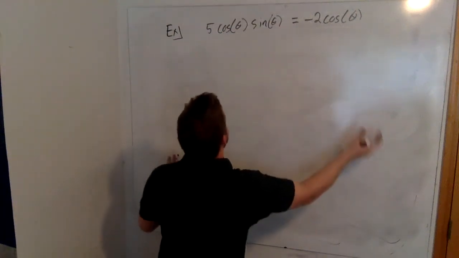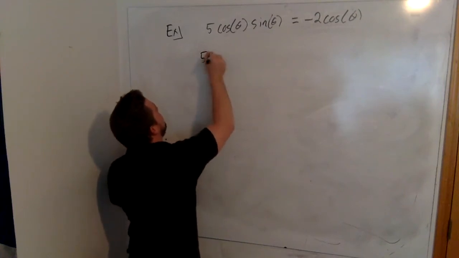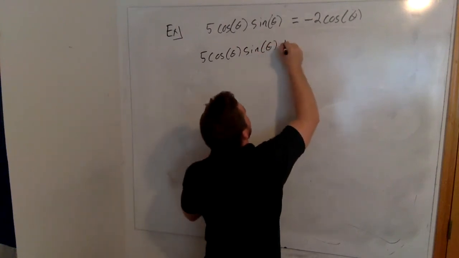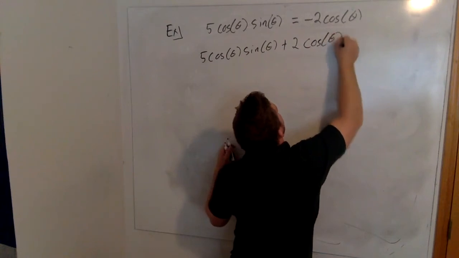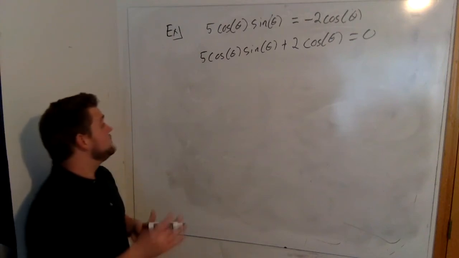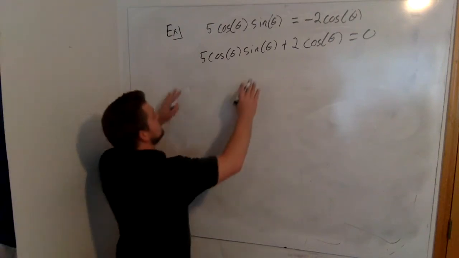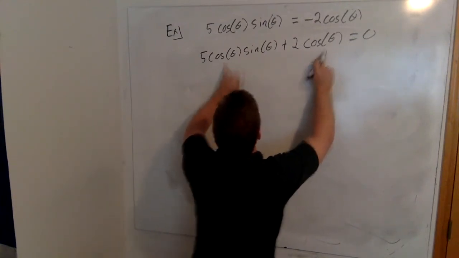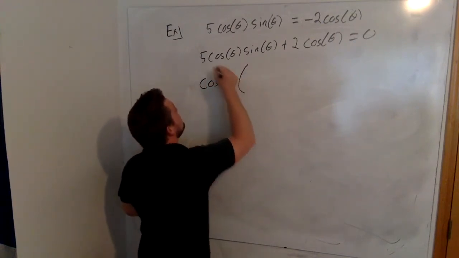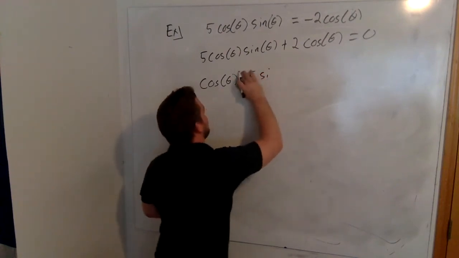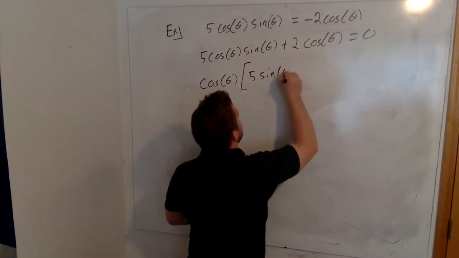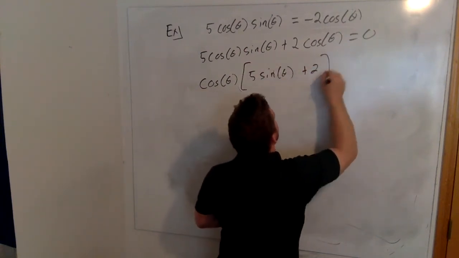So what we should do here is try to move everything to the left-hand side. So this will be 5 times the cosine of theta times the sine of theta, plus 2 times the cosine of theta, equal to 0. Now we want to try to factor. Each of these terms has a common factor of cosine of theta, so we're going to factor that out front. So we have cosine of theta times, in square brackets, 5 times the sine of theta plus 2, equal to 0.